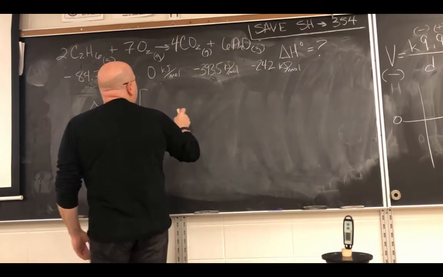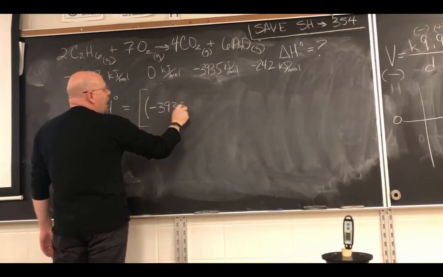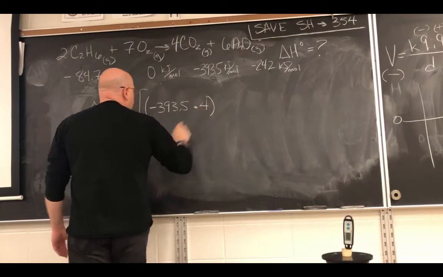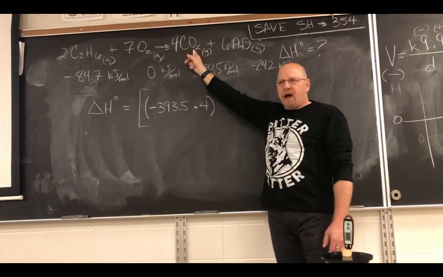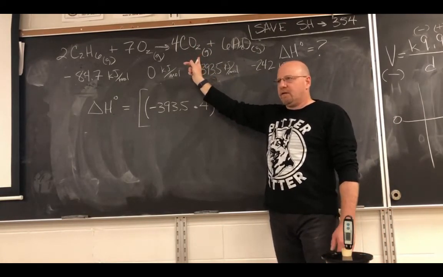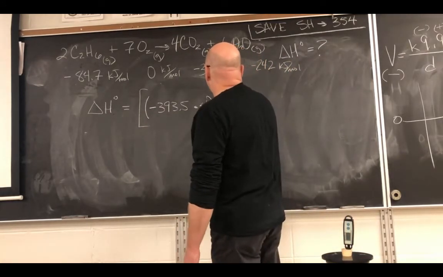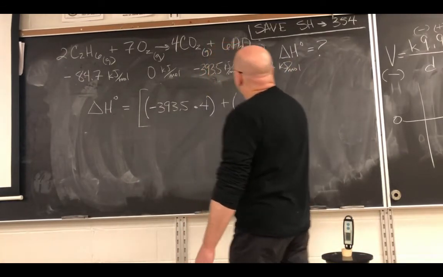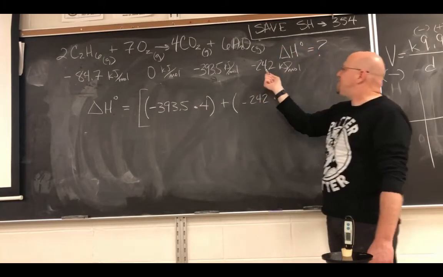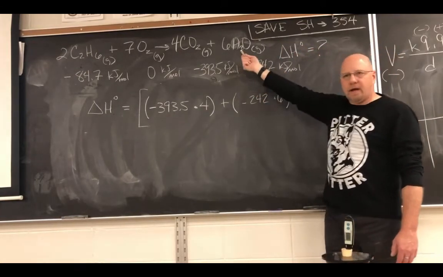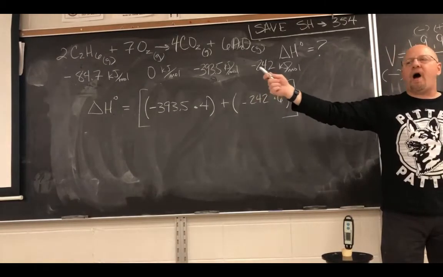So we would have negative 393.5 times 4. Why? Because that's the amount of energy released for each mole of carbon dioxide, and we've got 4 moles of it. Everybody okay with that? Plus negative 242 times 6, because that's how much energy is released when water is formed. We're forming it here. Close my bracket. I'm done with my products.